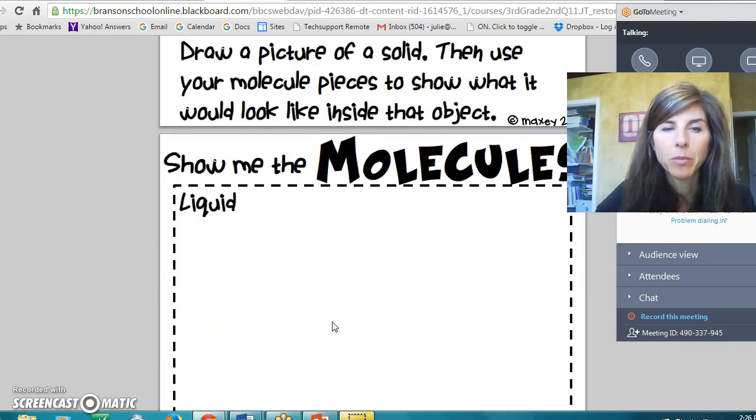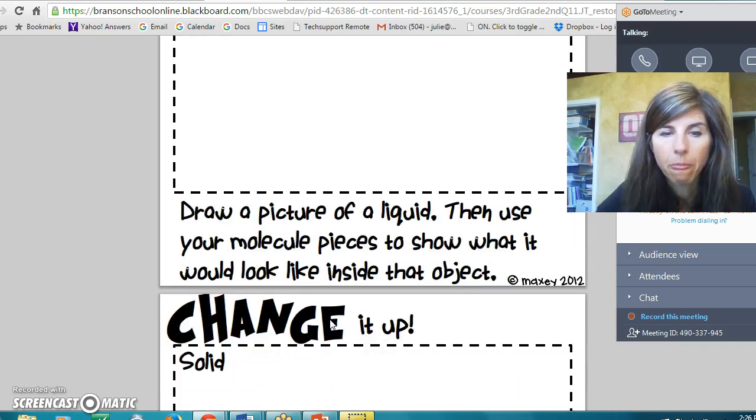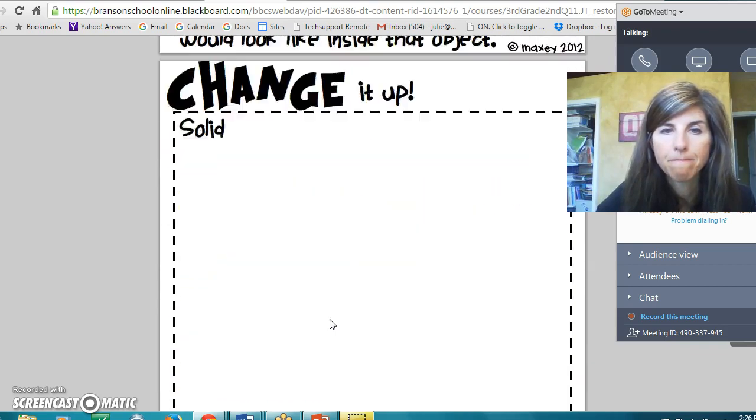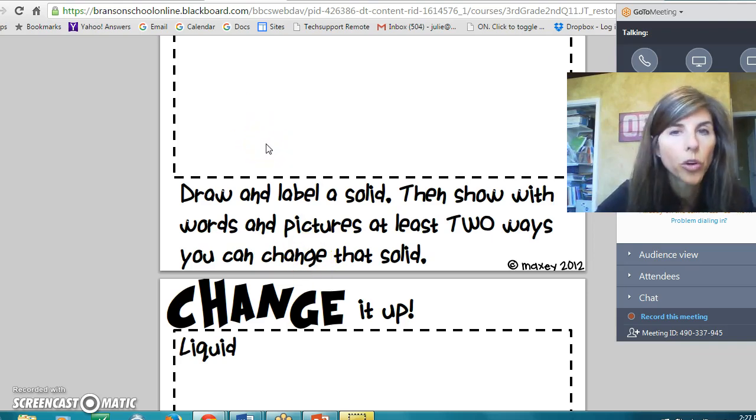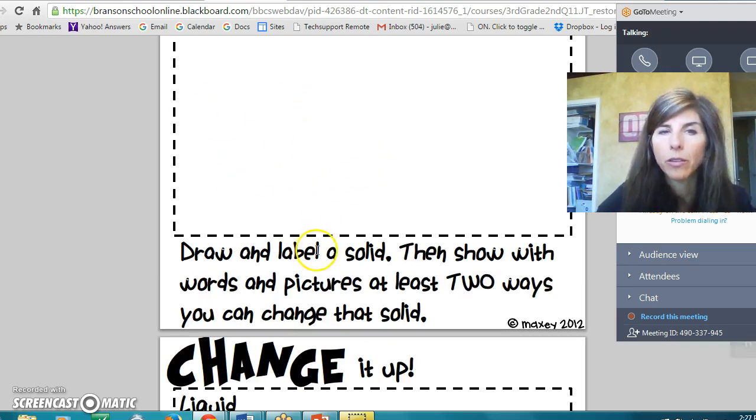Okay, show me the molecules of a liquid, again, and as a solid. And then draw and label a solid. Then show words and pictures, at least 2 ways you can change that solid. So you can change it into gas, or you can change it into a liquid. You show that with a picture.